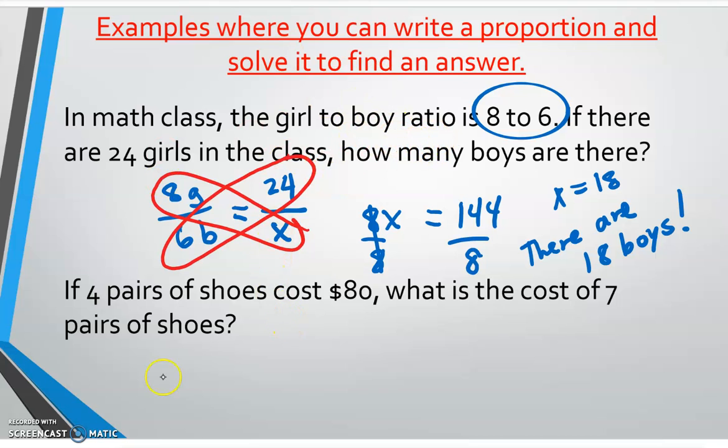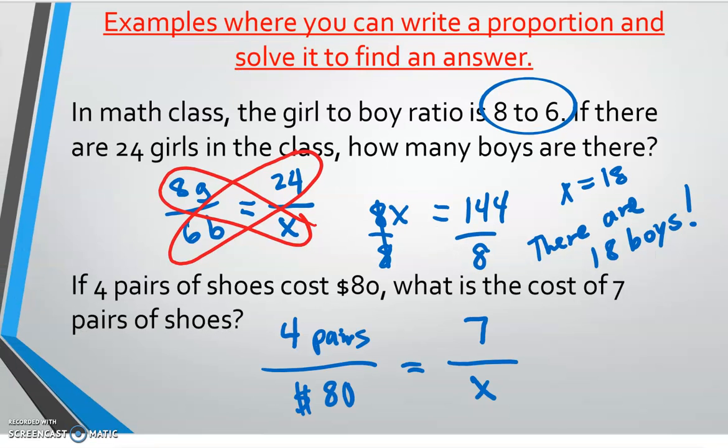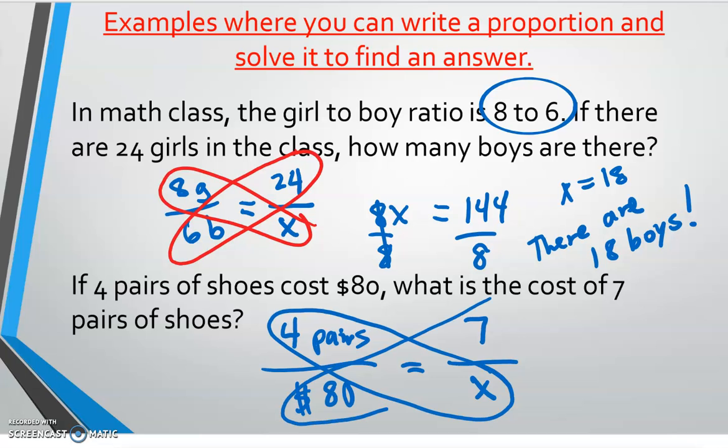See if you can do the next one. Pause me. Okay, so hopefully you have this ratio proportion set up. 4 pairs costs $80. That's a ratio. 4 pairs, $80, and that's going to be equal to 7 pairs cost some amount of dollars X. That's the question, right? So we're going to cross multiply to find out. So we know that 4 times X will be equal to 7 times 80. 4 times X is 4X, and 7 times 80 is 560.